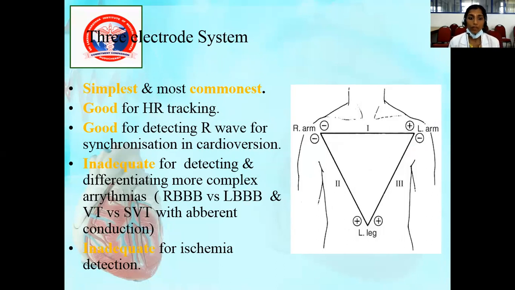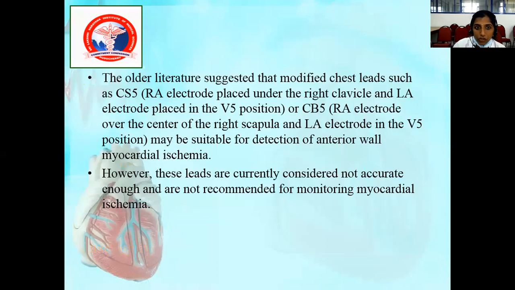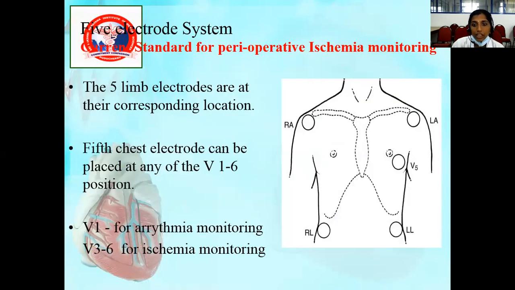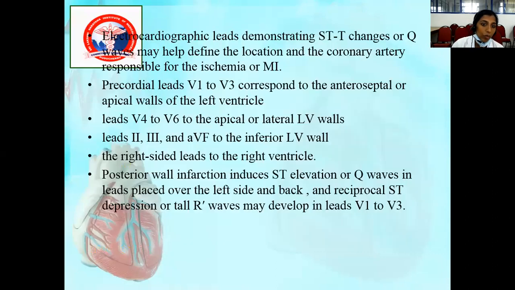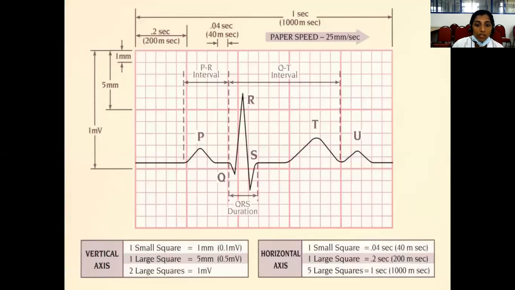Okay. But if we want to detect some complex arrhythmias like bundle branch block and VTs, then it will not be sufficient. So for that, we have this 5 electrode system. In that, we'll put 5 leads: right arm, left arm, right leg, left leg, and V5 lead. V1 can be used for arrhythmia monitoring, and from V3 to V6, it can be used for ischemia monitoring. So this is the normal tracing of the ECG.